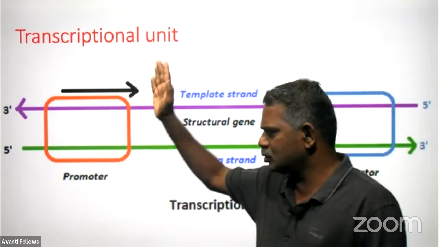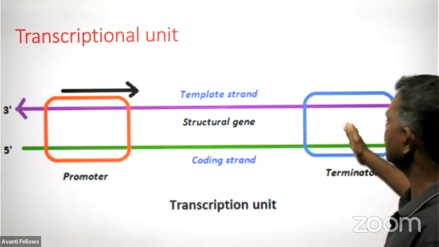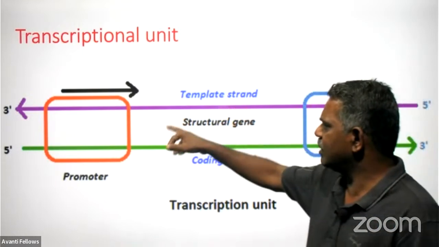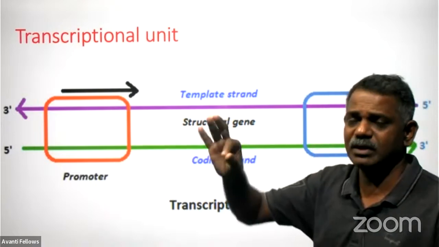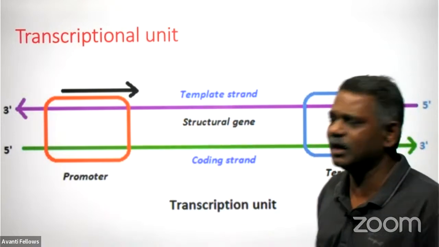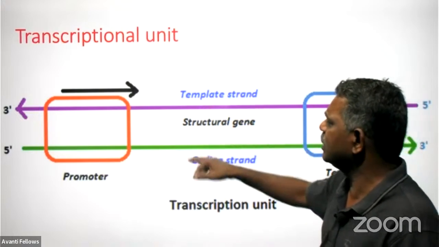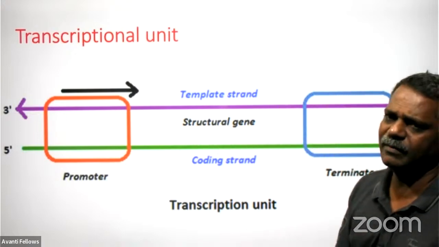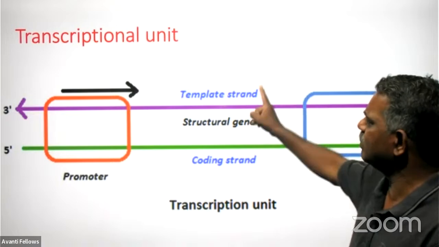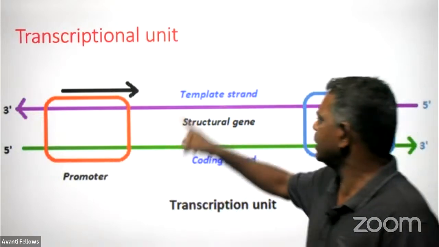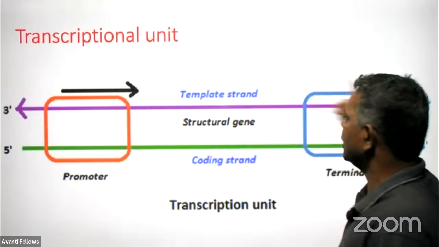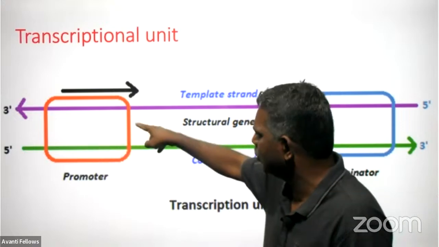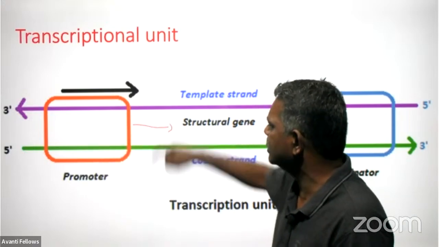See, the promoter is to start, and the terminator is to stop the process of RNA synthesis. And the chemical nature of the RNA, meaning the nitrogenous base sequence present in the RNA produced from the transcriptional unit, depends on the nitrogenous bases present in the structural gene only. And which strand is acting as the template? The 3' to 5' strand acts as the template, because the promoter initiates the new RNA. From here, the new RNA will be synthesized.